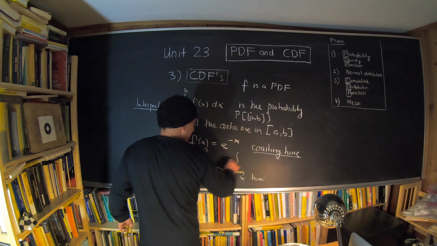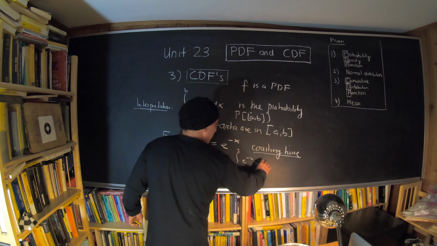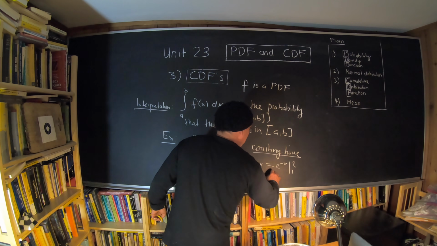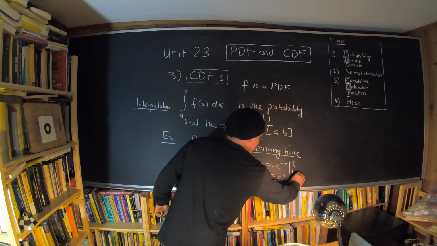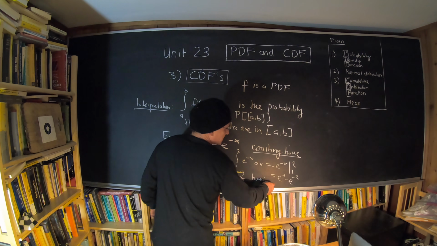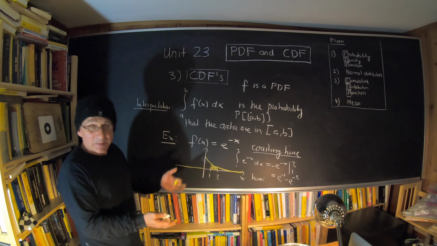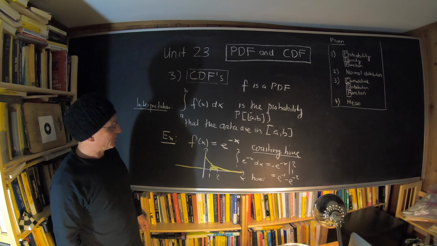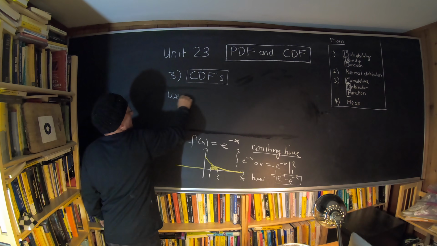We integrate from 1 to 2 of e to the minus x dx. So this is minus e to the minus x evaluated from 1 to 2. So this is e to the minus 1 minus e to the minus 2. So that's 1 over e minus 1 over e squared, roughly 1/3 minus 1/9. It's a little bit less than 1/3, probably. So we can compute this.